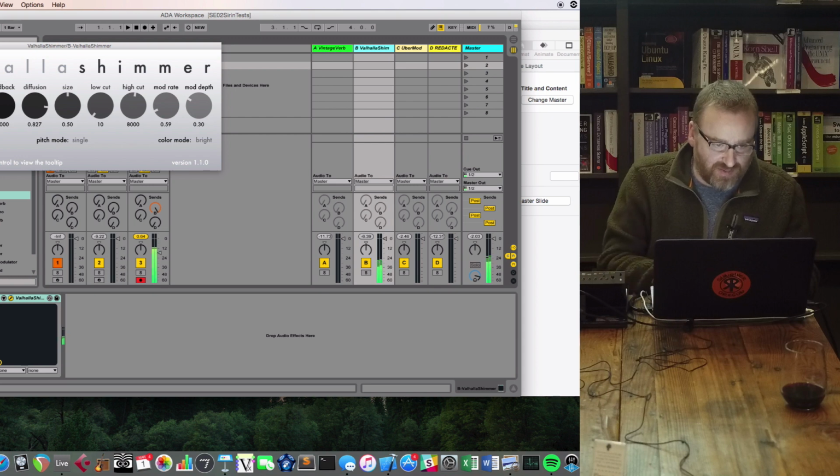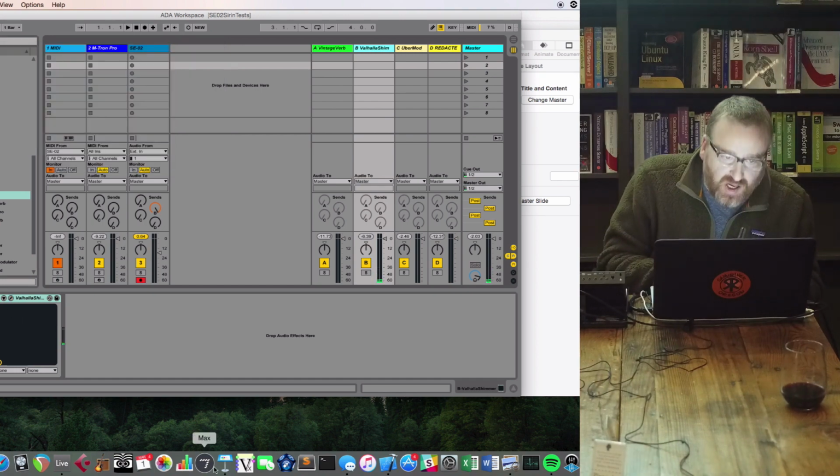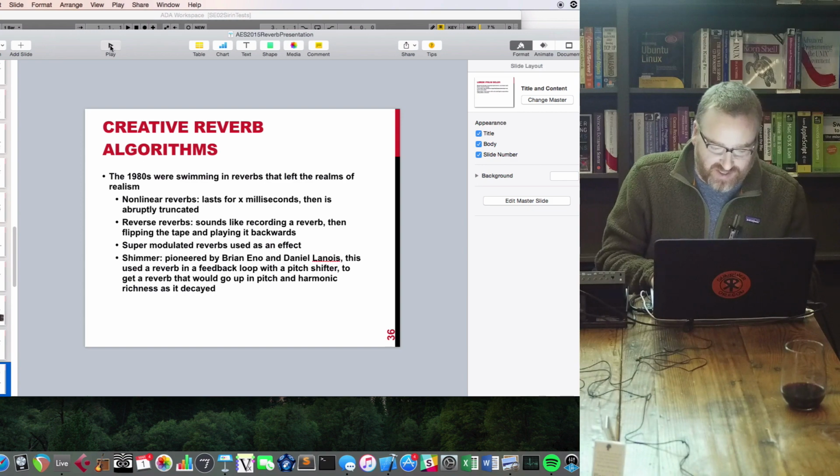Very modulated. You can hear the kind of seasickness. And then you turn up the feedback, you can control the pitch shifting. And it sounds like a planetarium. What? A planetarium. It's kind of instant planetarium, like those techniques.